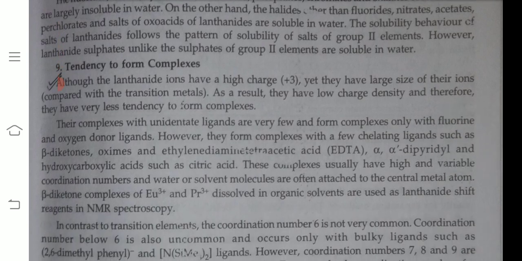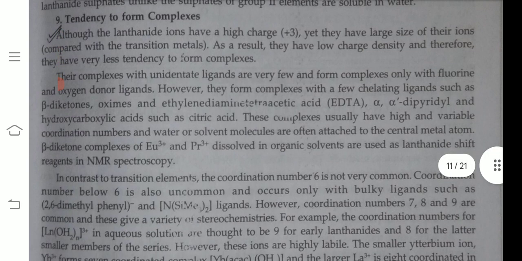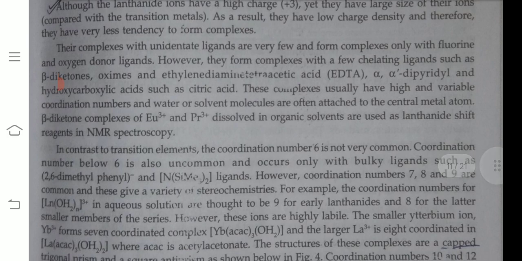Tendency to form complexes. Although the lanthanide ions have a high charge, yet they have large size of their ions. As a result, they have low charge density and therefore they have very less tendency to form complexes. Their complexes with unidentate ligands are very few and form complexes only with fluorine and oxygen donor ligands. However, they form complexes with a few chelating ligands such as beta diketones, oximes, ethylenediaminetetraacetic acid, alpha, alpha dash dipyridyl, and hydroxy carboxylic acids such as citric acid.